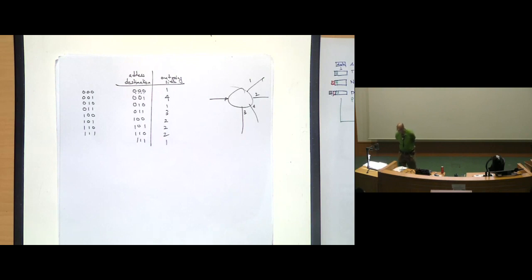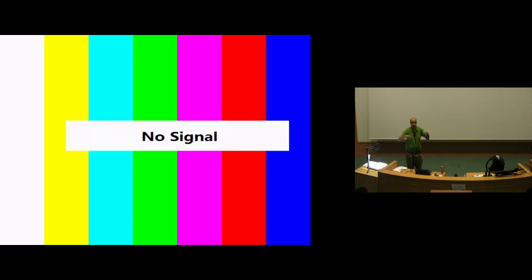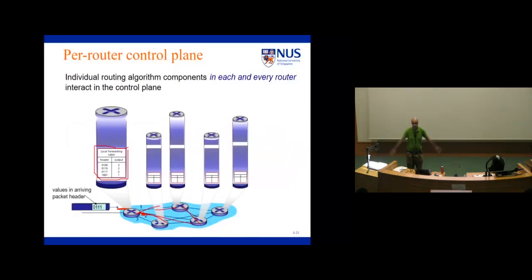And in order to compute this table, again, we have 2 options. One is the per router one or the SDN one. In the per router one that I'm showing here, each router is running this routing algorithm, and it periodically exchanges messages with its neighboring routers or maybe everybody else in the network, and it computes its own routing table. Similarly, this router will compute its own routing table, and so on.